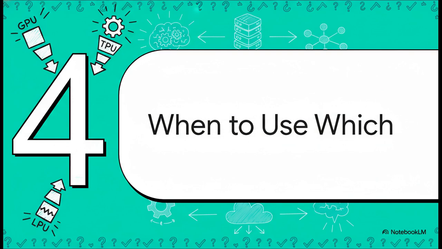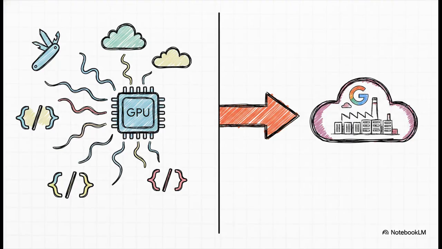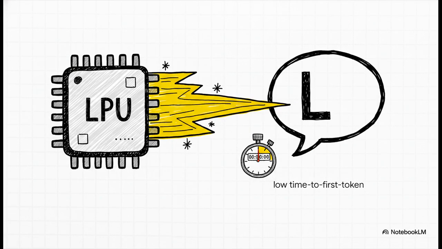All right, this all leads to the big question, right? When do you actually use which one? Let's break it down with some real-world scenarios to make this crystal clear. Let's say you're training a massive new model from the ground up. You've basically got two great options. GPUs are going to give you the ultimate flexibility with different frameworks and deployment options. But if you're all in on Google Cloud and you just want pure brute force scale for training, TPUs are an incredibly compelling choice.